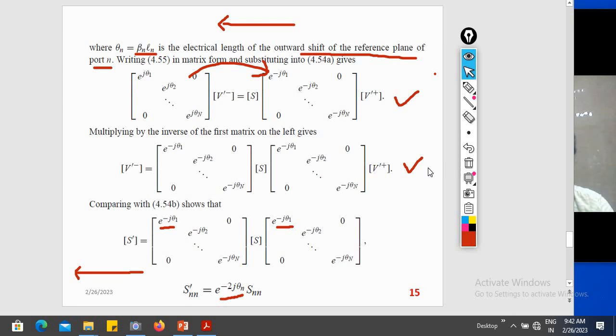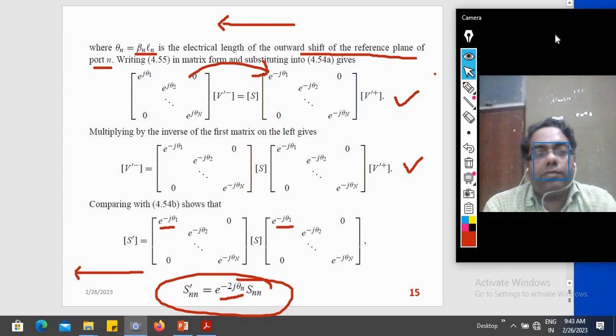So if we are changing the phase, from this expression we can say that because S is complex, it has a magnitude part as well as a phase part. The magnitude will remain the same, but there will be a change in the phase.